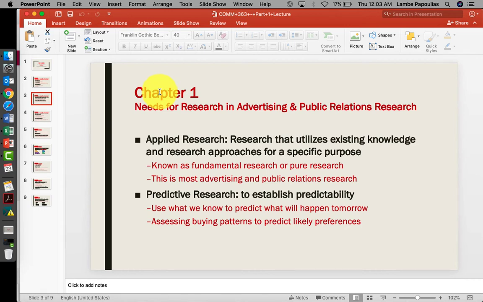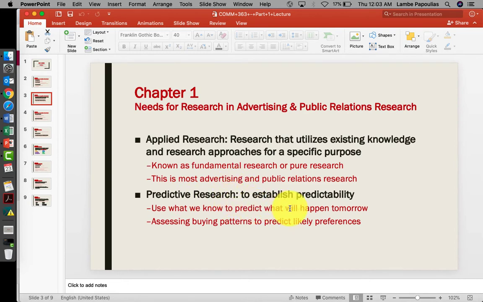So there might already be research that you can actually find out about. There might have been studies already done, or there might have been another advertising campaign where their research has been posted, and you can go read to see what worked, what didn't work. And this applied research will help you really figure out which way and where you want to go with your advertising campaign. And predictive research is exactly what it means.